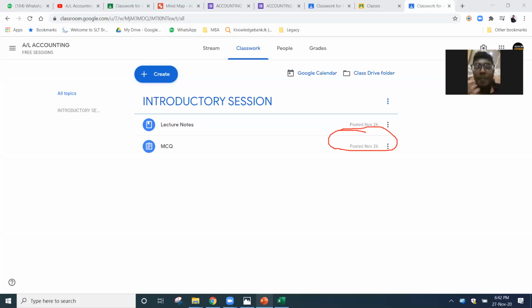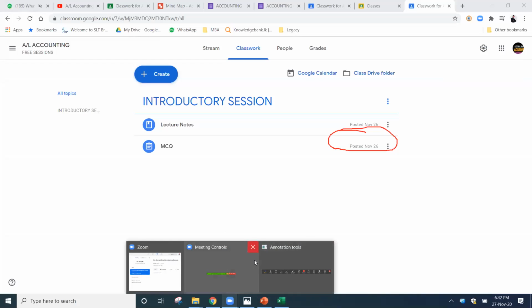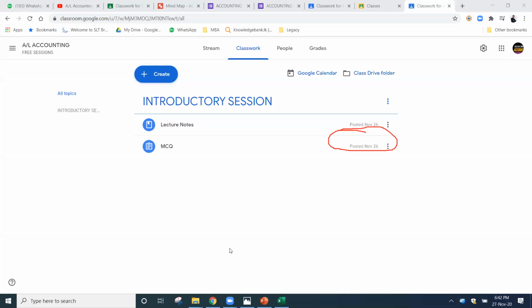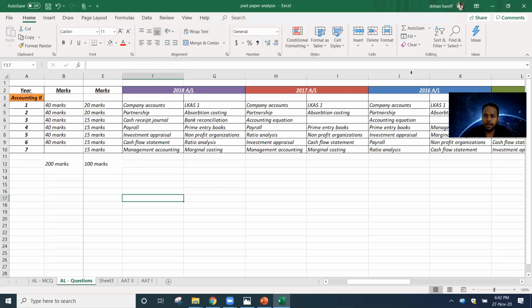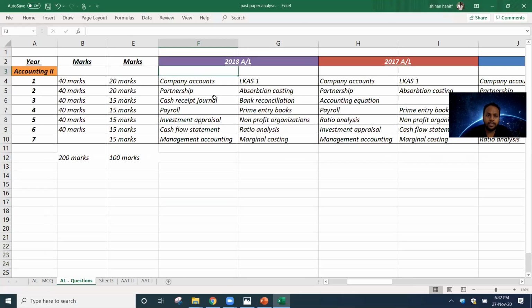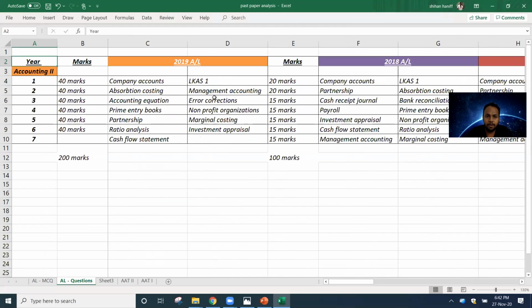Okay, so the next thing, the second part, is that we have analyzed the past papers. This is another important thing. This is the second paper. Each year we have taken the questions, question number 1, 2, 3, 4, 5, 6, 7. So each chapter we analyze.